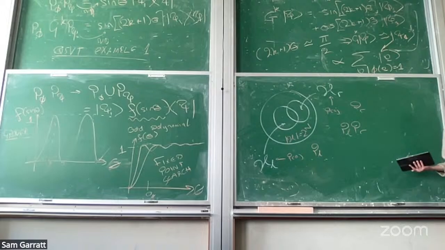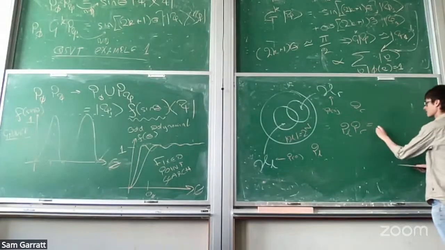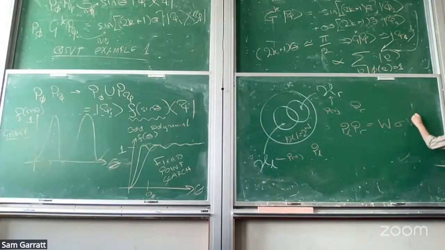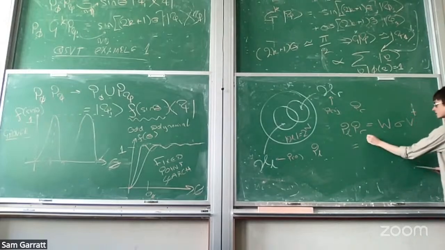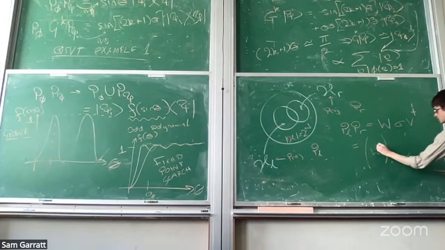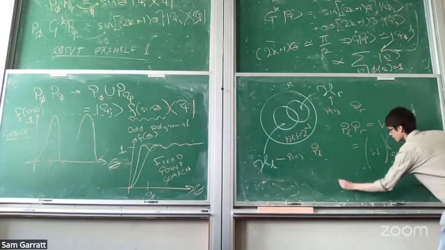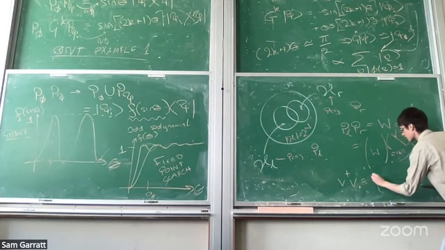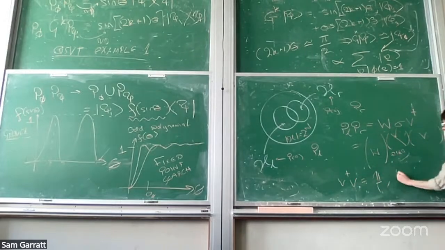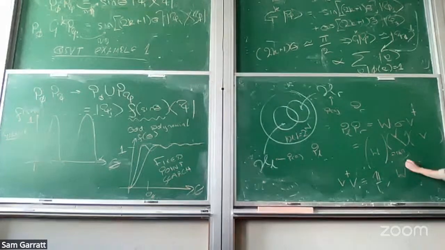So let's take PL times PR, and then it's just a matrix. Let's look at its singular value decomposition. To be clear on what's going on here, W is a rectangular matrix, sigma is a diagonal matrix, and V is another rectangular matrix. And now W and V are both isometries, meaning that V dagger V is identity, and W dagger W is identity.